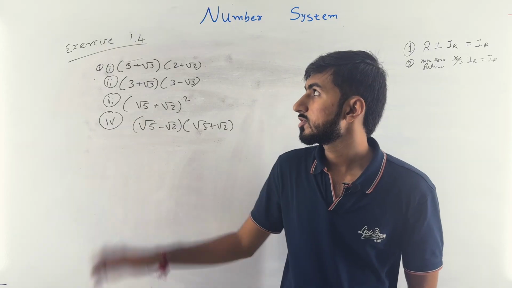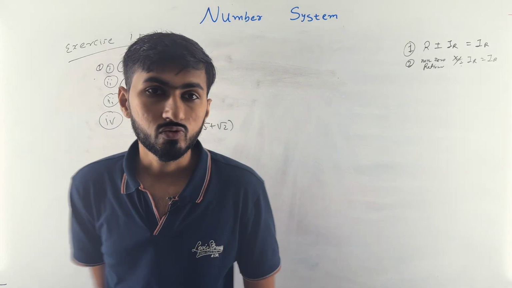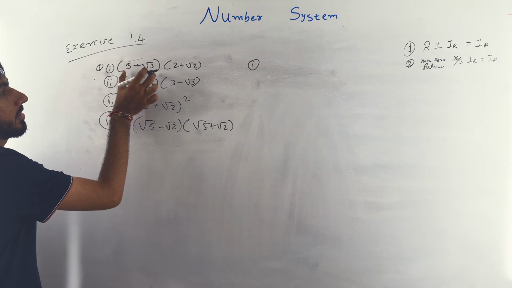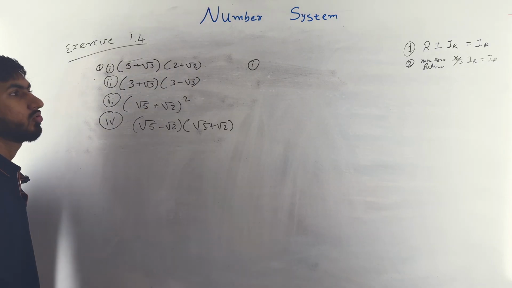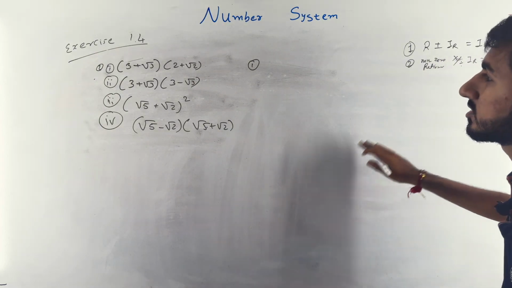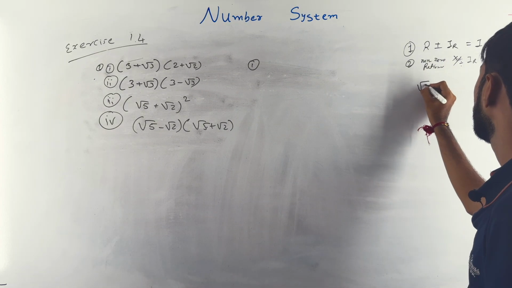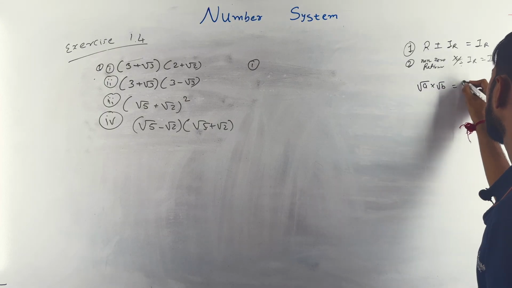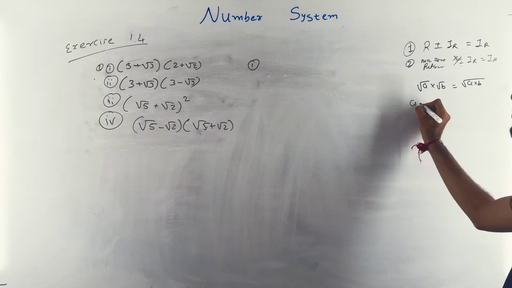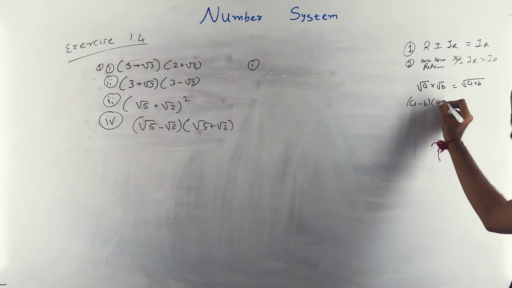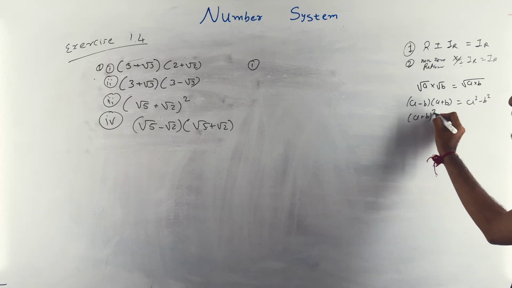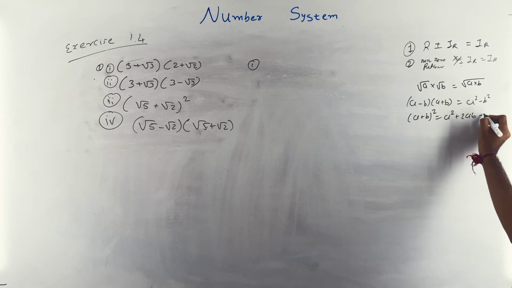Now here is our second question of exercise number 1.4. I have to simplify all this, right? Let us do the first question here. Here I have 3 plus root 3 multiply 2 plus root 2, right? So let me write all the things that we have learned in the previous lecture that can be used here. If I want to multiply root a with root b, I can simply write it as square root of a multiply b. For all the identities like a minus b multiply a plus b will become a square minus b square. A plus b whole square will become a square plus 2ab plus b square.